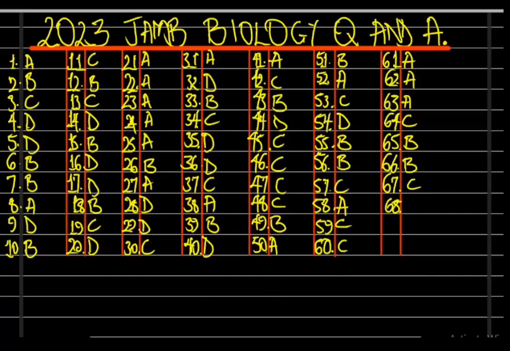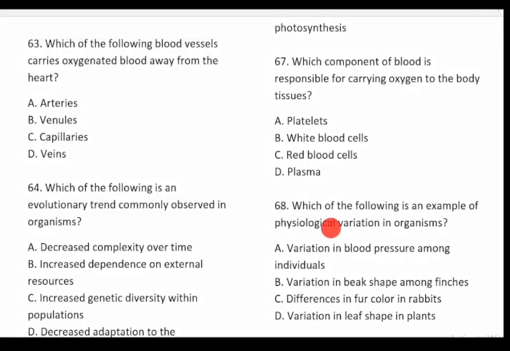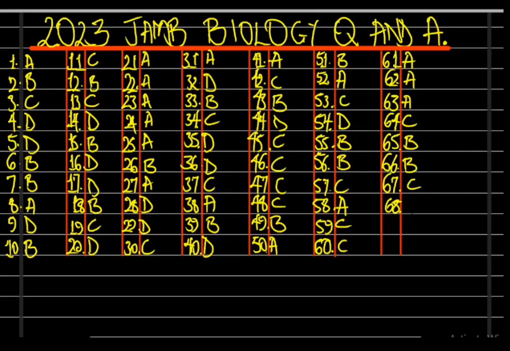So question 68. Which of the following is an example of physiological variation in organism? Variation in blood pressure among individuals, variation in beak shape among finches, differences in fur color in rabbits, variation in leaf shape in plants. All of the others that we have in B, C, D, they are not physiological variation but structural variation. The only physiological variation that we have there is the variation that is found in blood pressure among individuals. It is internal structure of the body of the organism. So that is option A.